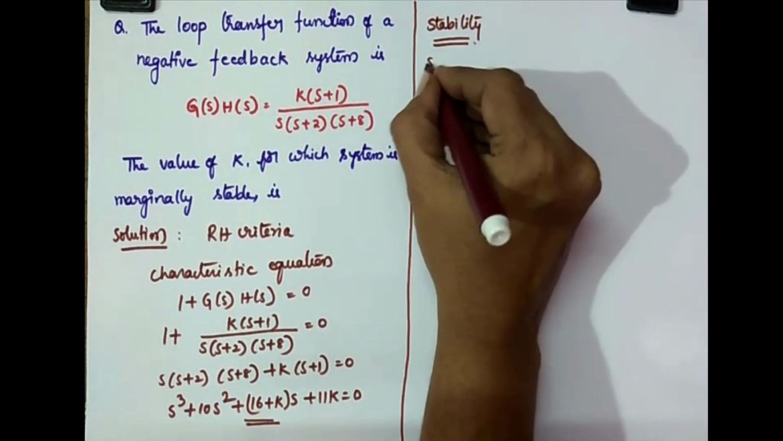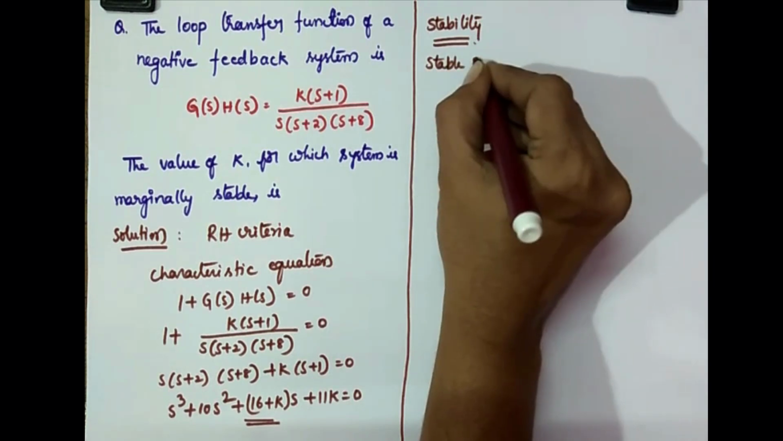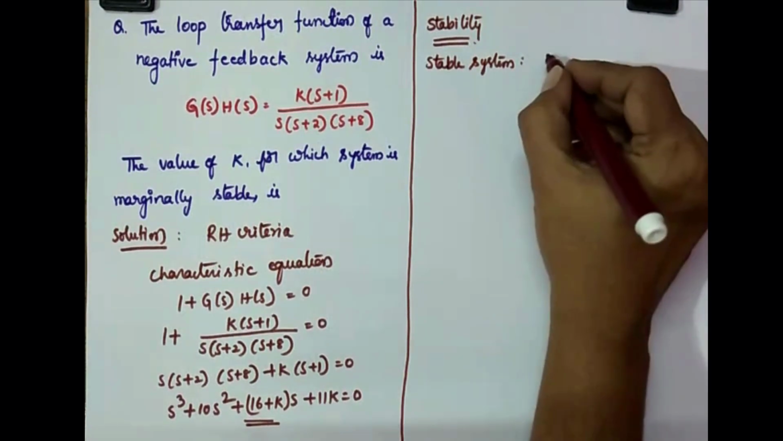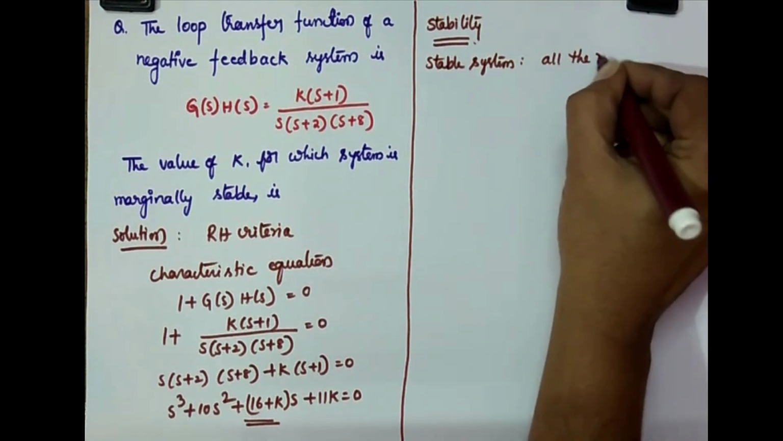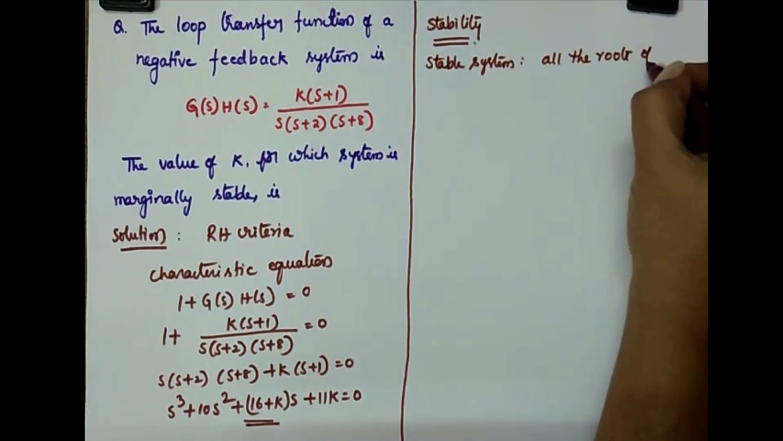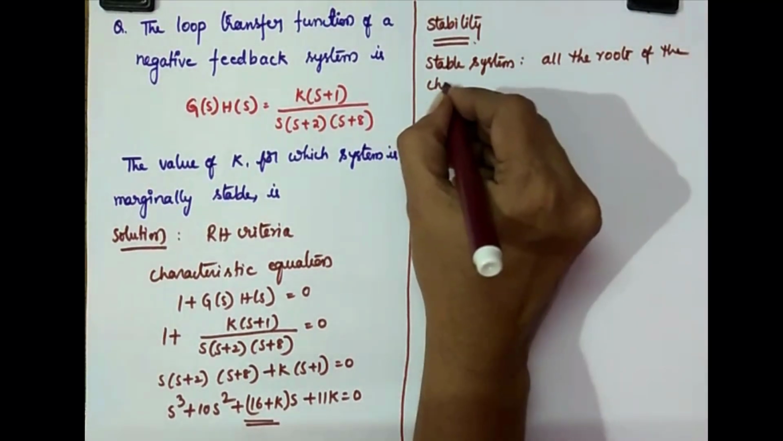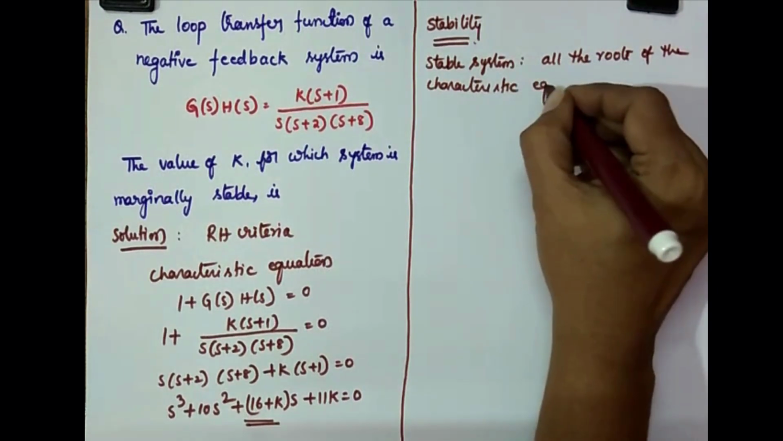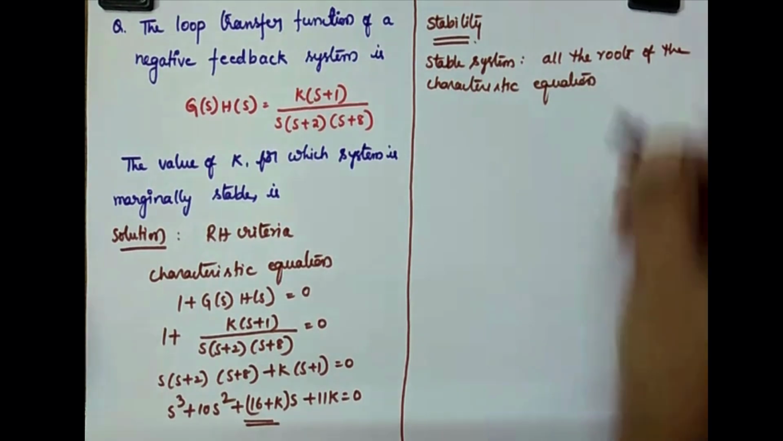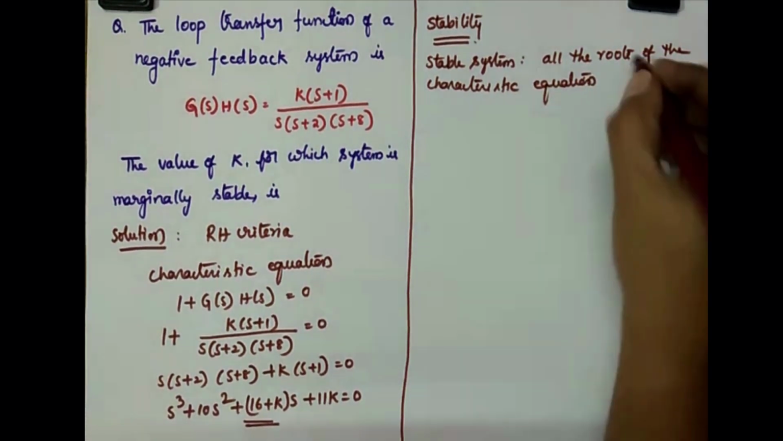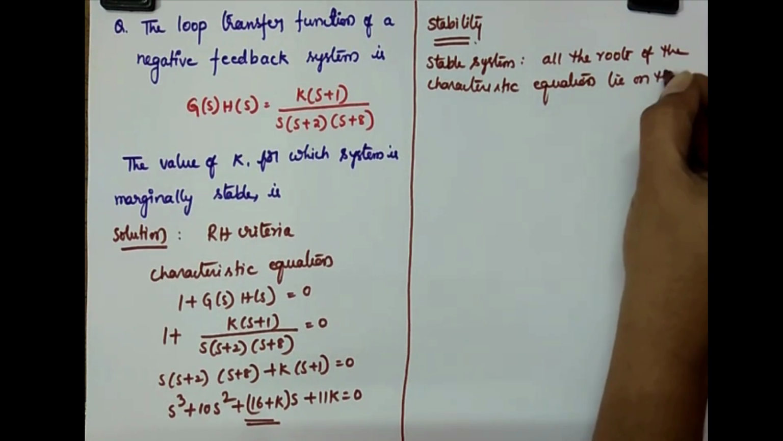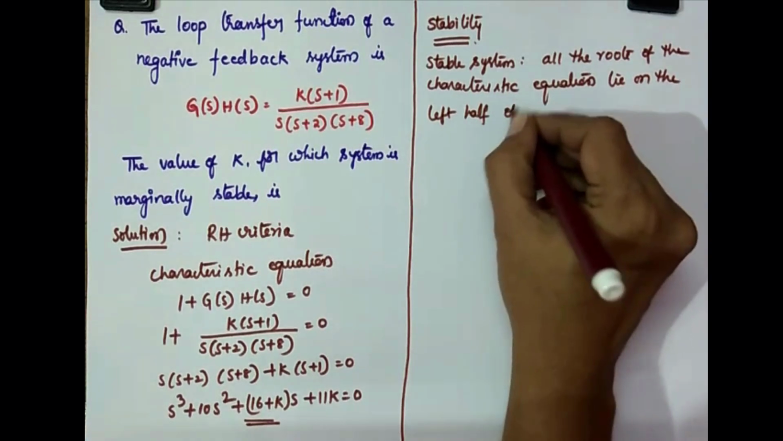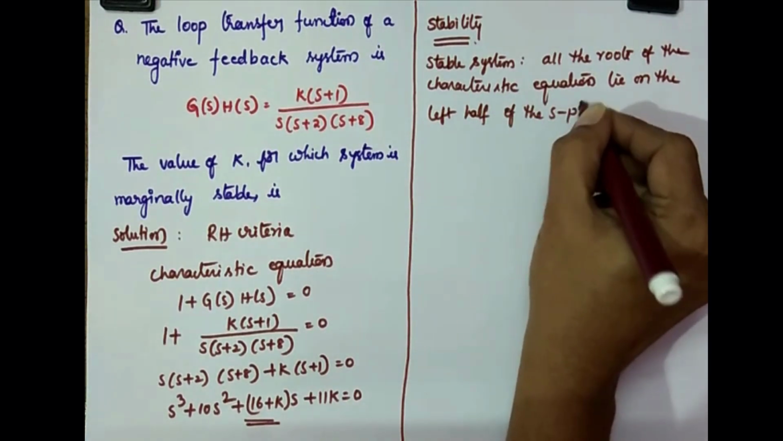First, I'll speak about a stable system. For a stable system, all the roots of the characteristic equation lie on the left half of the S-plane.